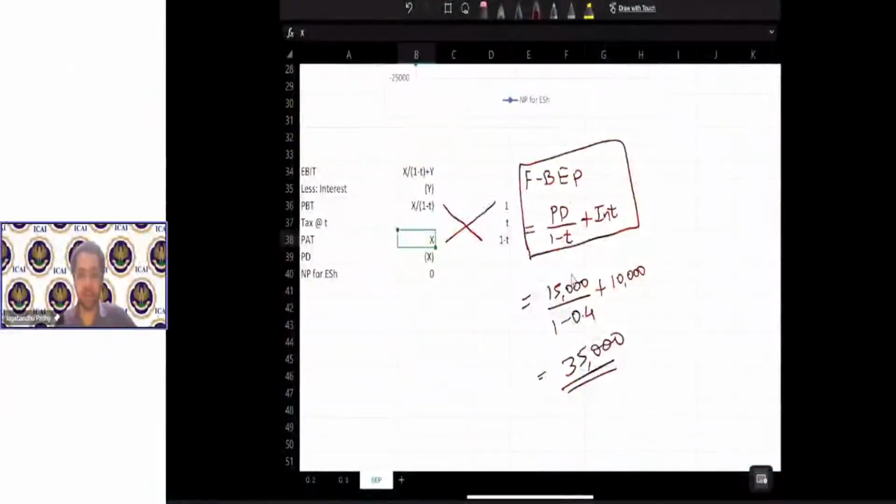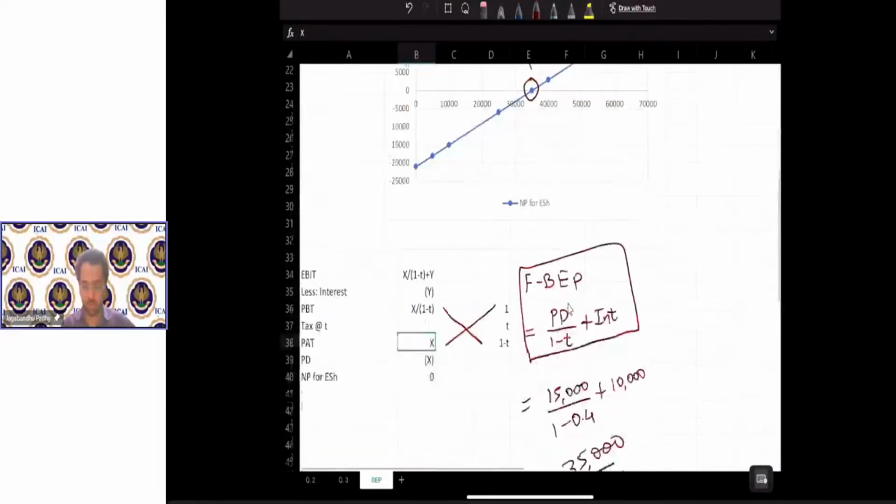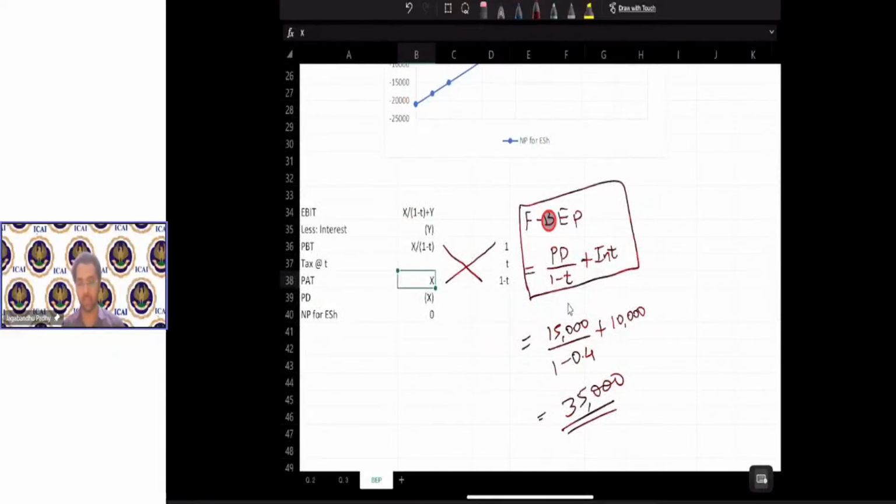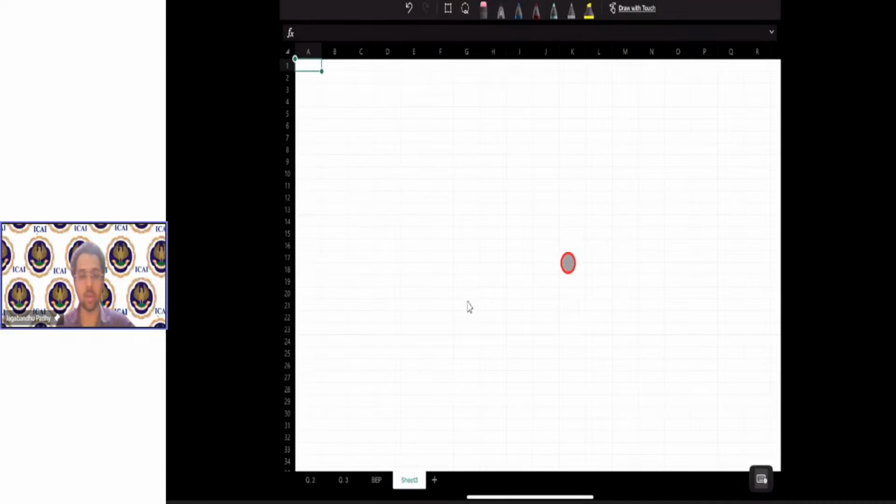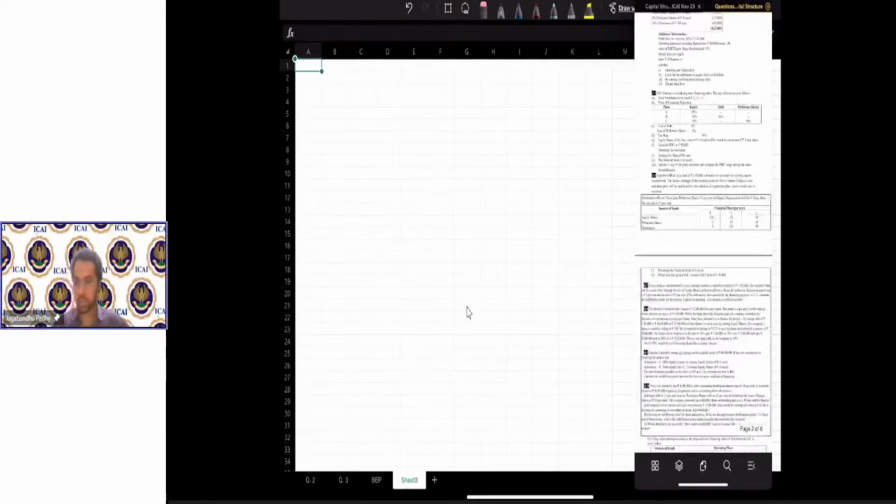Welcome back, guys. After the break, we have seen how we compute the financial break-even point. The formula goes as preference dividend upon 1 minus T plus the interest component. Now, let me apply this break-even point concept in one of the questions and take it forward. So let's look at question number 6 right now.